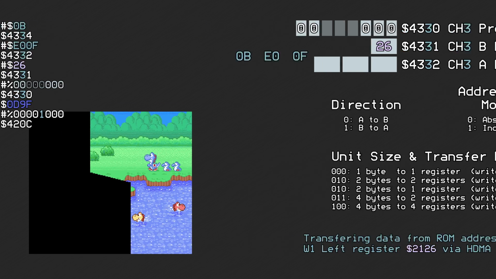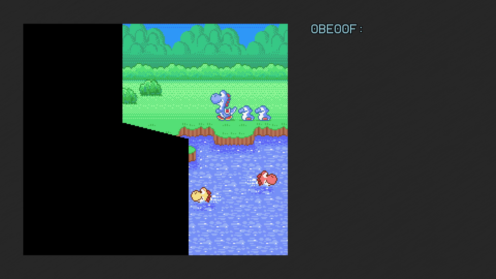Now, what would the HDMA table look like? The width of the left side of the window at the top of the screen is hex 60 pixels wide, and it stays at that position for hex 60 scanlines. So the first entry to the table would just be hex 6060. Set the register to 60, then wait for 60 scanlines.